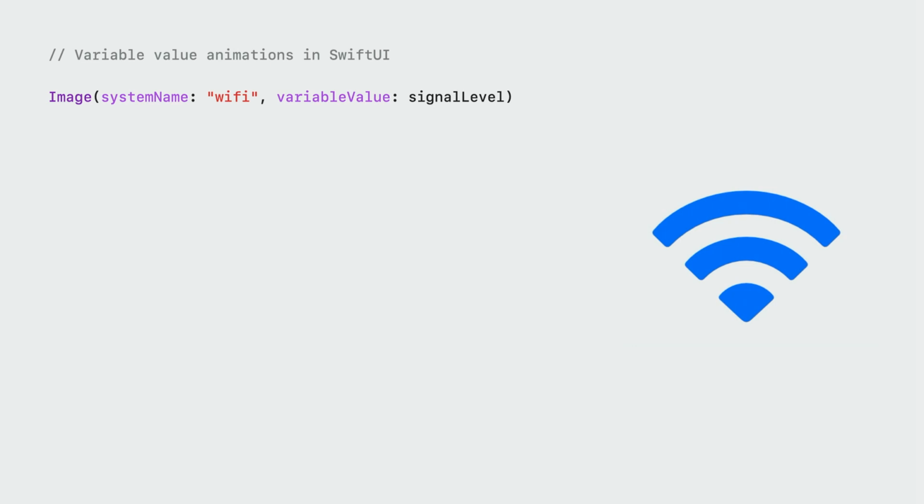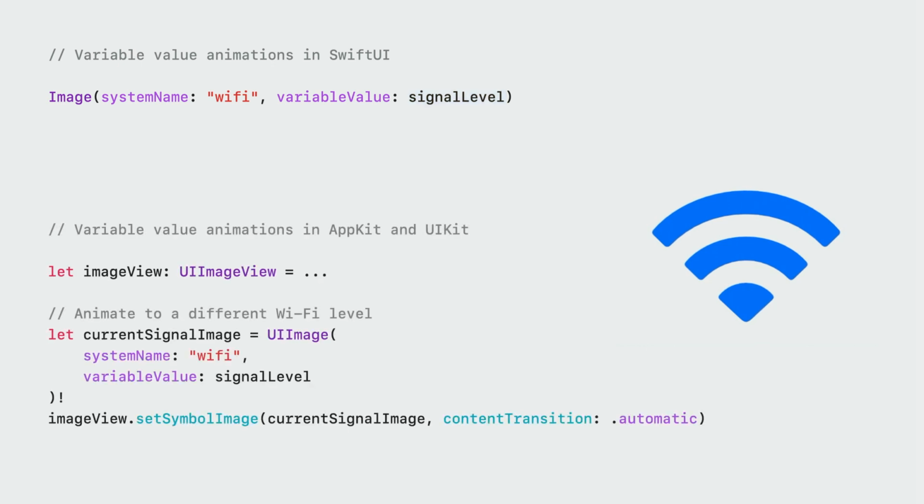Here, I have a Wi-Fi symbol whose variable value is based on some state. In this case, the current signal strength. As the signal strength changes, the Wi-Fi symbol automatically updates, while also animating across variable values. In AppKit and UIKit, use the automatic symbol content transition. It detects if the new symbol image just has a different variable value, and if so, crossfades to the new value.